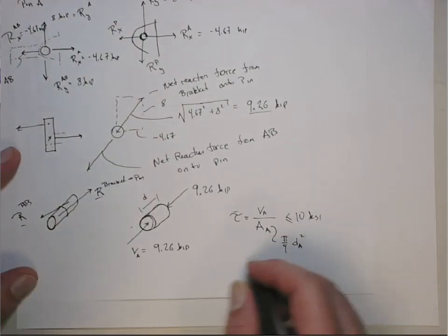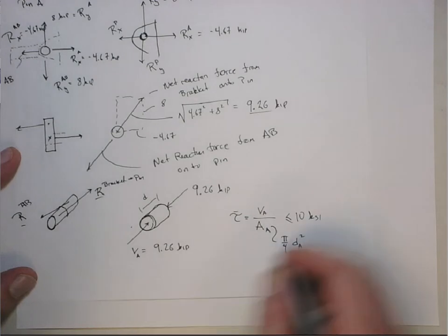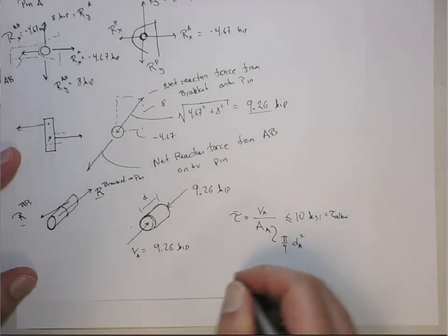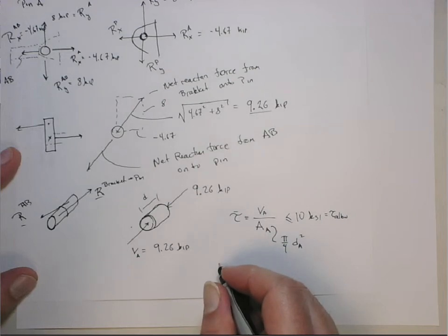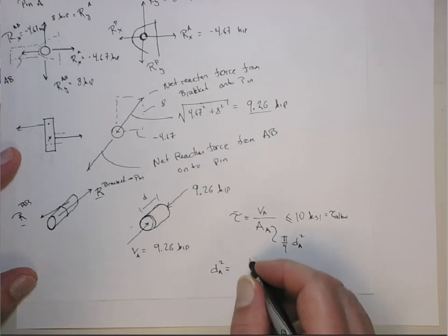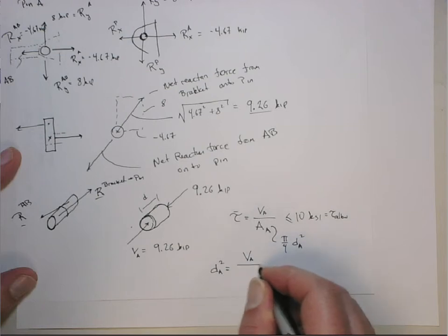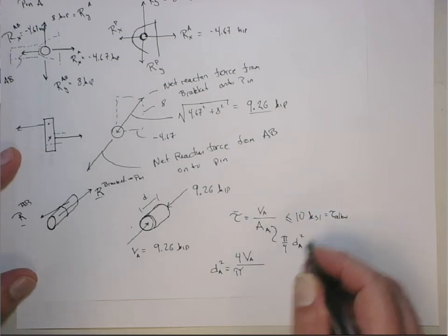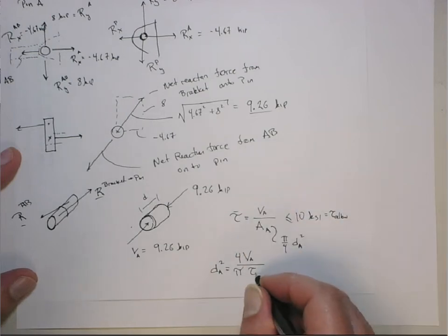All right, so rearranging this, we have the diameter at A squared equals the shear force at A over 4 pi, flipping that around, and then this becomes tau allowable. Okay?